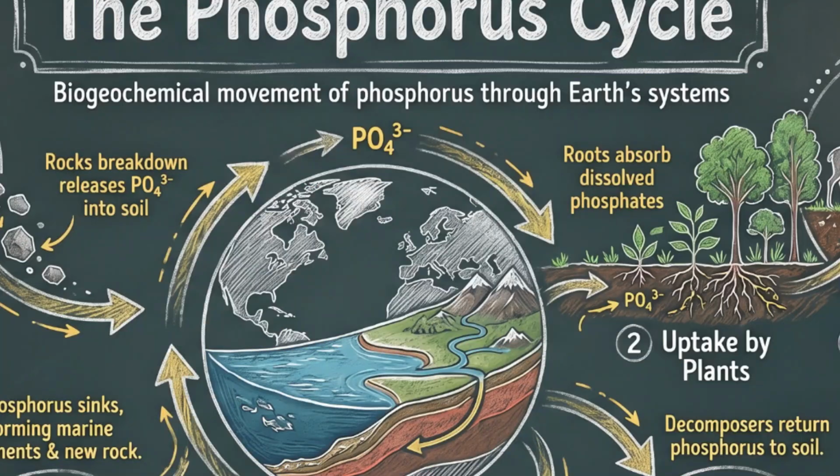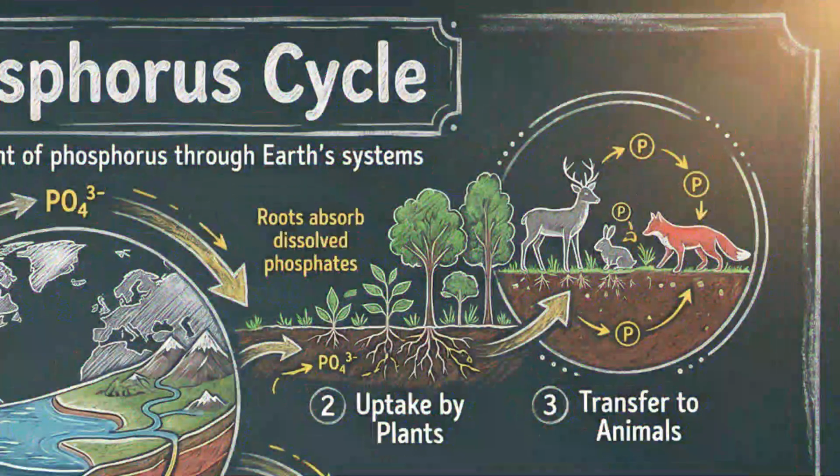Stage 2. Uptake by plants. Plants absorb these dissolved phosphates through their roots. Once inside the plant, phosphorus is used to build essential molecules. This is why phosphorus is a critical nutrient in fertilizers. Stage 3. Transfer to animals. When herbivores eat plants and carnivores eat herbivores, phosphorus moves up the food chain. Animals use it for bones, teeth, and cellular energy.